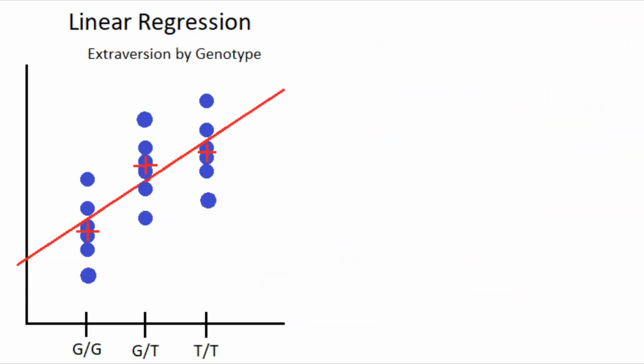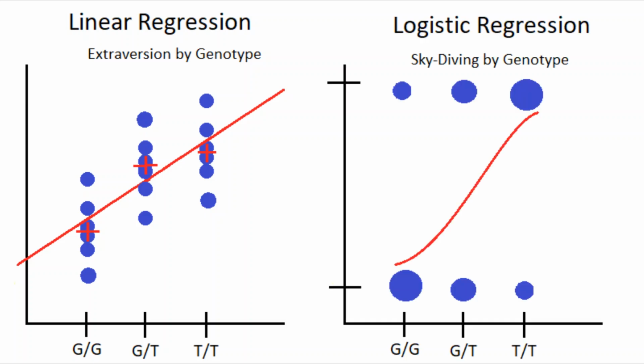The type of regression used for continuous traits, such as extraversion, is called a linear regression. For dichotomous traits, such as whether or not a person has ever gone skydiving, values cannot be assigned to the trait in the same way as can be done for continuous traits like extraversion scores. Therefore, a different method called logistic regression is used for finding associations with dichotomous traits.